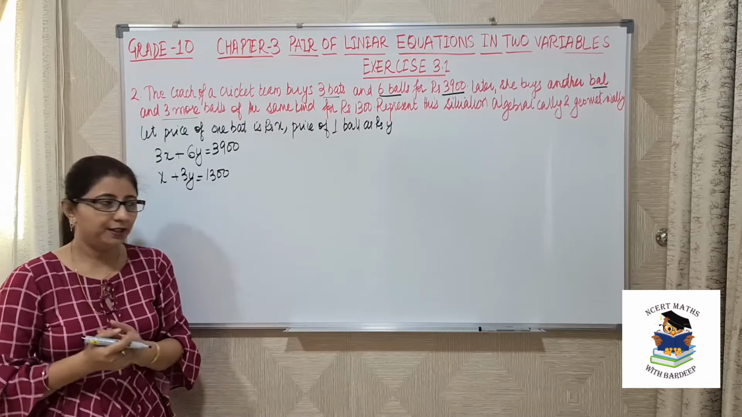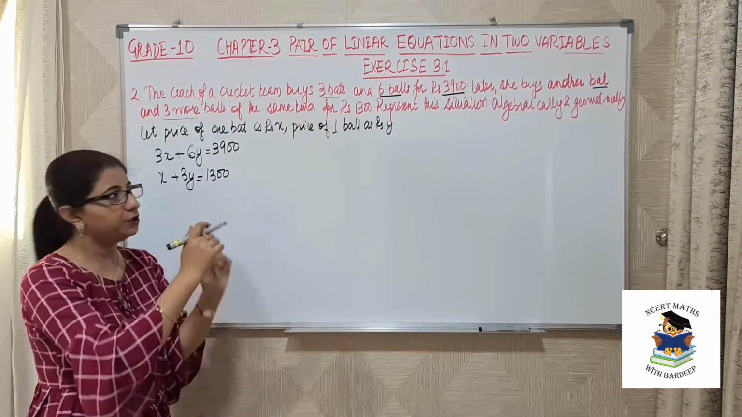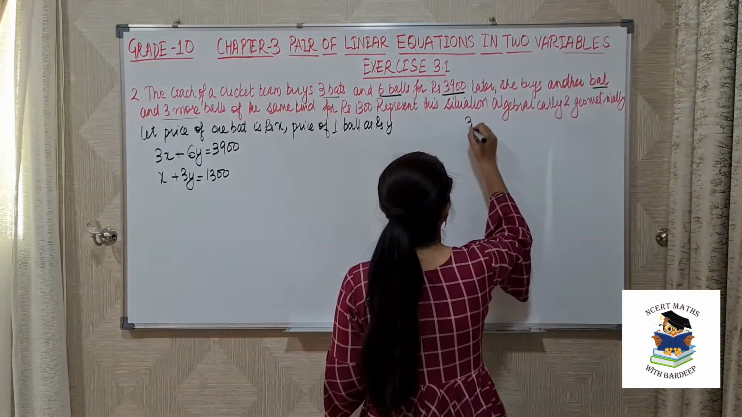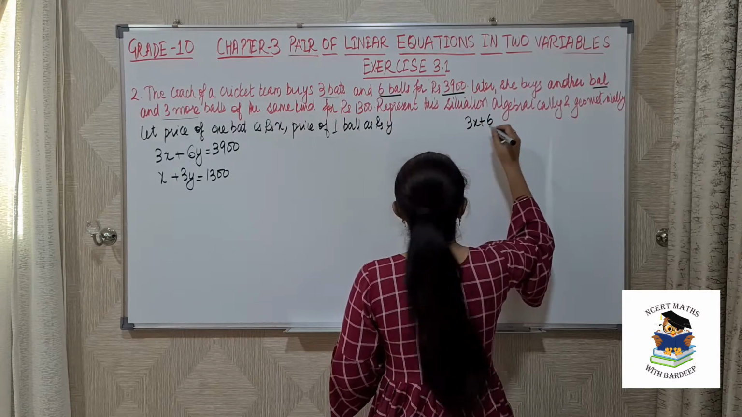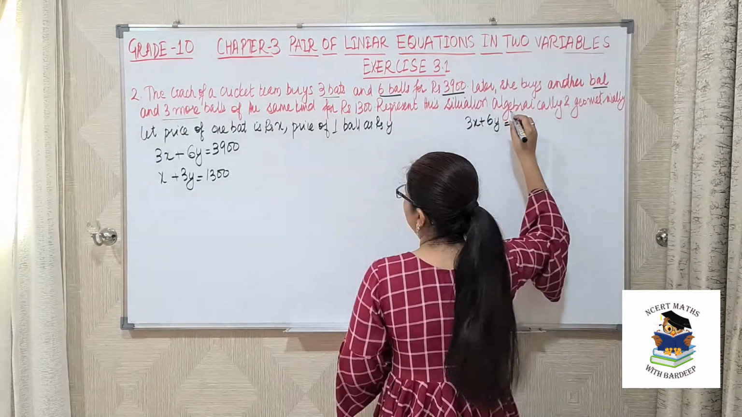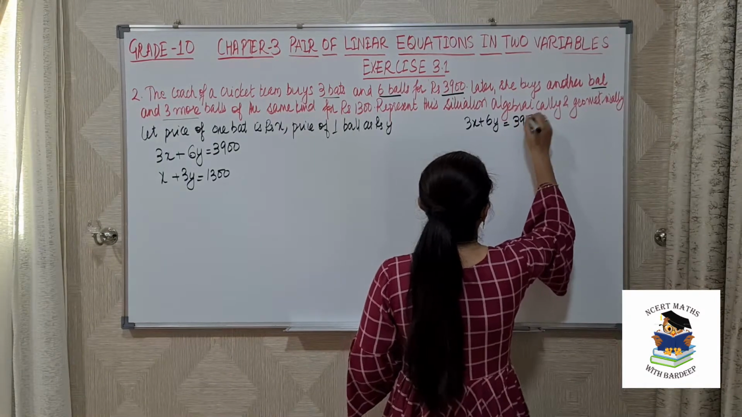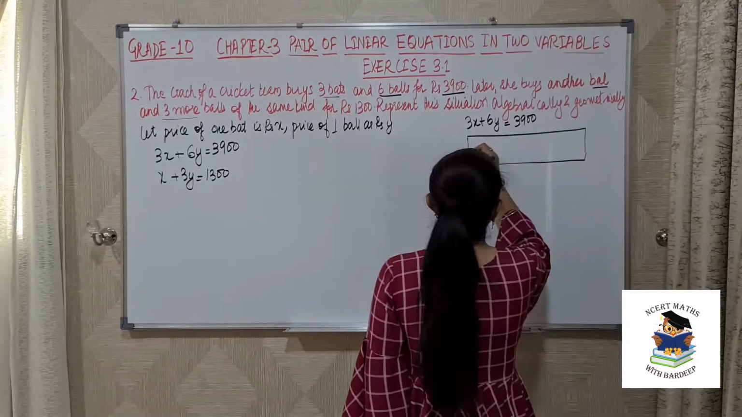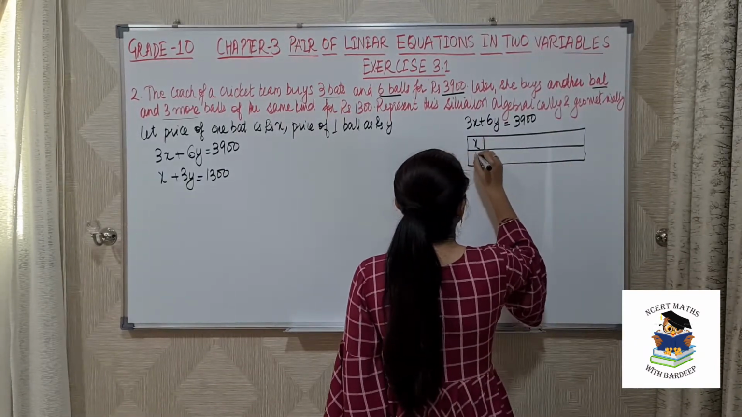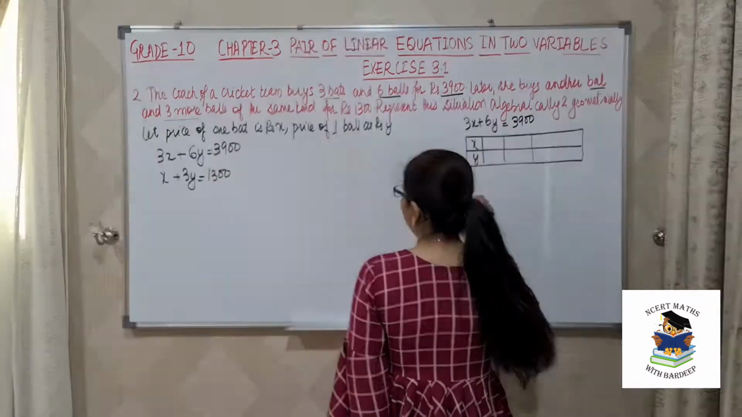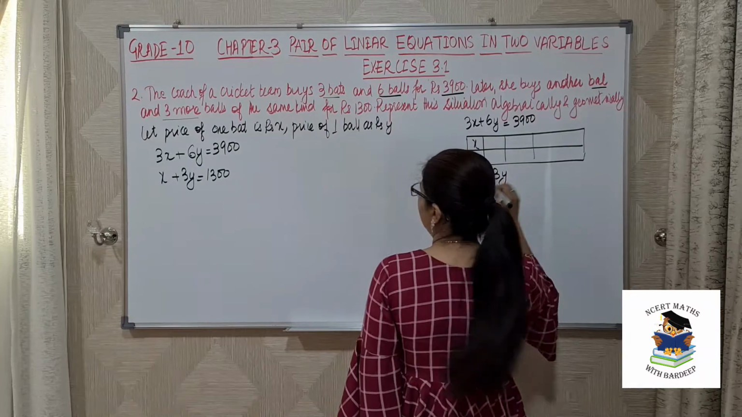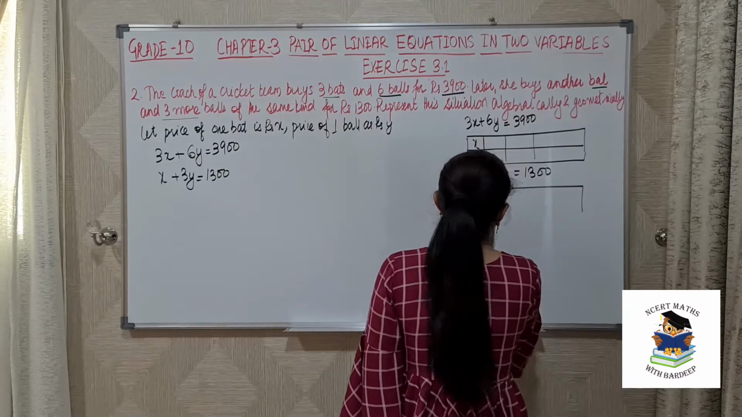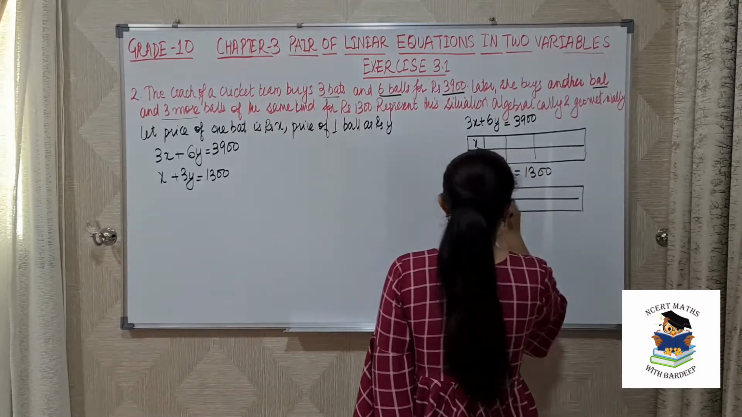First part is done, that is algebraically these are the equations. Second thing is geometrically. So let's make the table for each equation. First write the equation. This is 3x plus 6y is equal to 3900. So here we will make a table. We will put one value of x and find the corresponding value of y. Similarly for the second, this is x plus 3y equals to 1300, and we will make a second table.